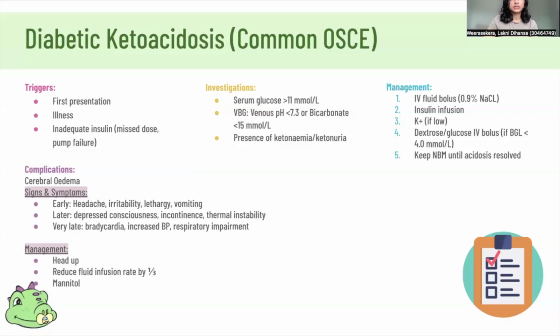The reason we care about DKA so much is because there are many complications, but the main one I want to talk about today is cerebral edema. You want to look out for things like headache, irritability, lethargy, vomiting. Later on, the patient can have decreased consciousness, incontinence, and thermal instability. You also get a change in vitals, so bradycardia, hypertension, and respiratory impairment.